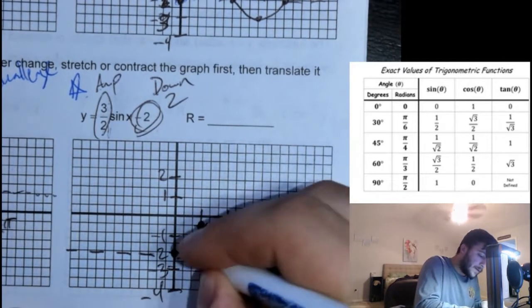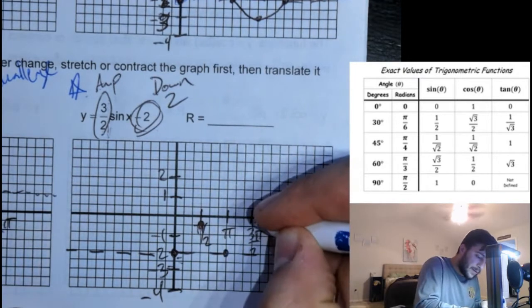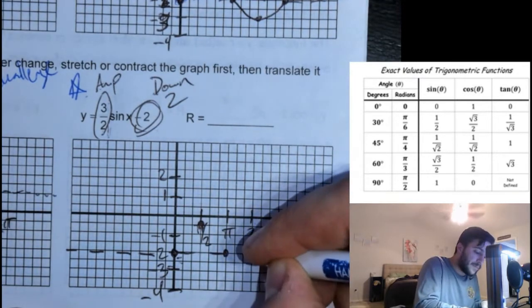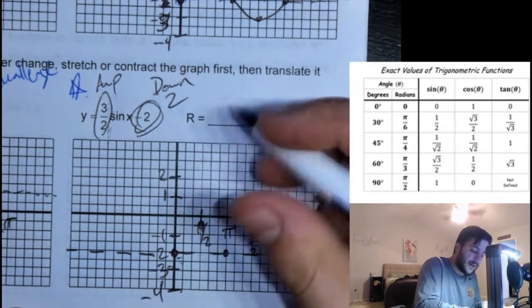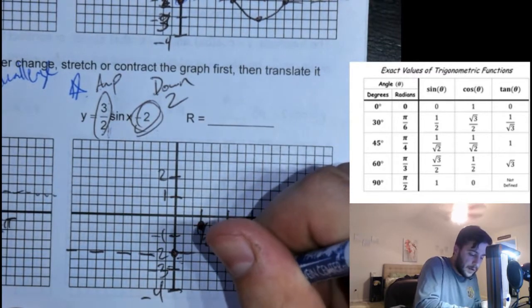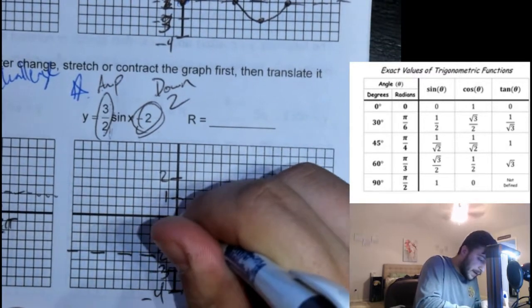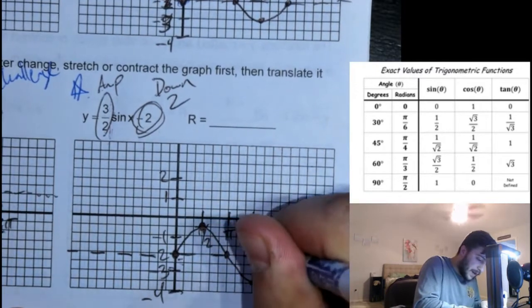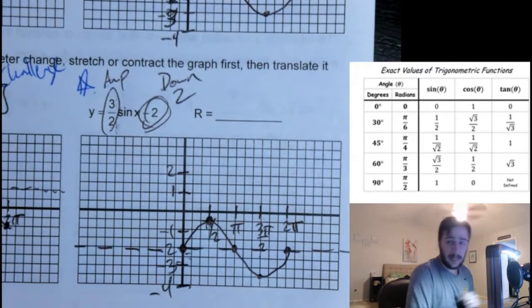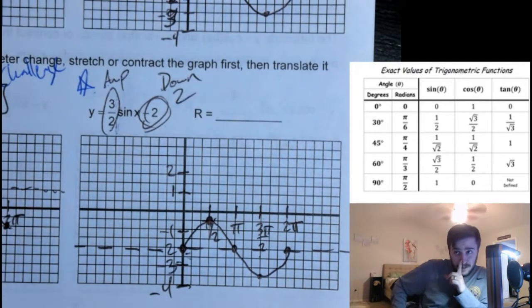Okay. Once it goes up and then down, at 3 pi/2 it goes below the midline by our amplitude. Amplitude's 3 halves. 1, 2, 3. Boom. Connect the dots, making it round. Oh my gosh, that looks so much better. Okay. So there we go. That's what that one looked like.